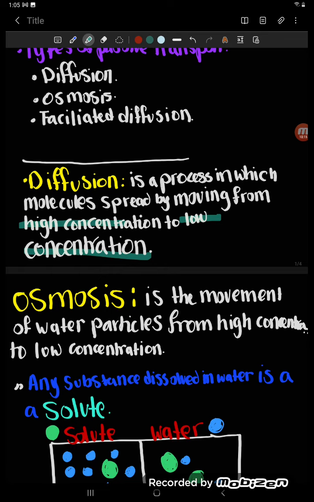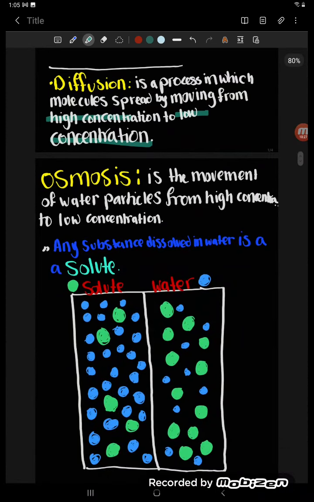So let's read the definition. Osmosis is the movement of water particles from high concentration to low concentration. We must remember, without using energy. Well done. Osmosis has 3 types. We'll go over the 3 types, but let's first understand what a solute is and the movement of water. In the definition, it's stated that it's from high concentration to low concentration because it's passive transport. It does not require energy.